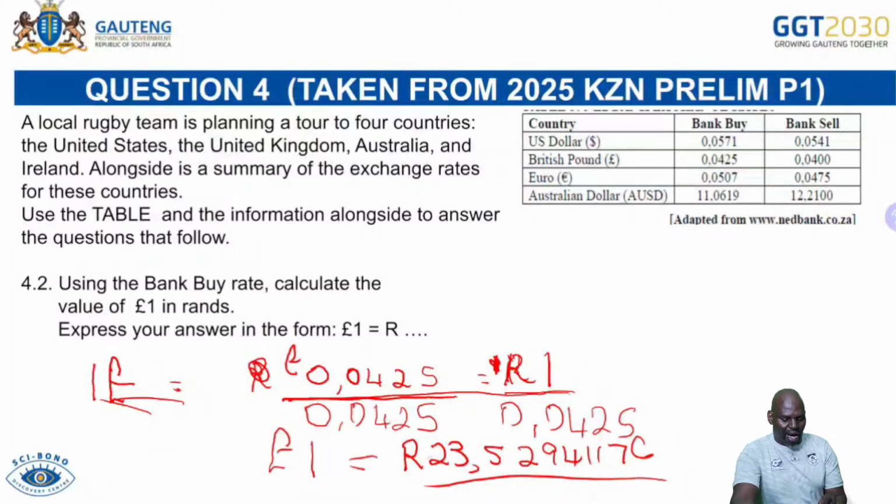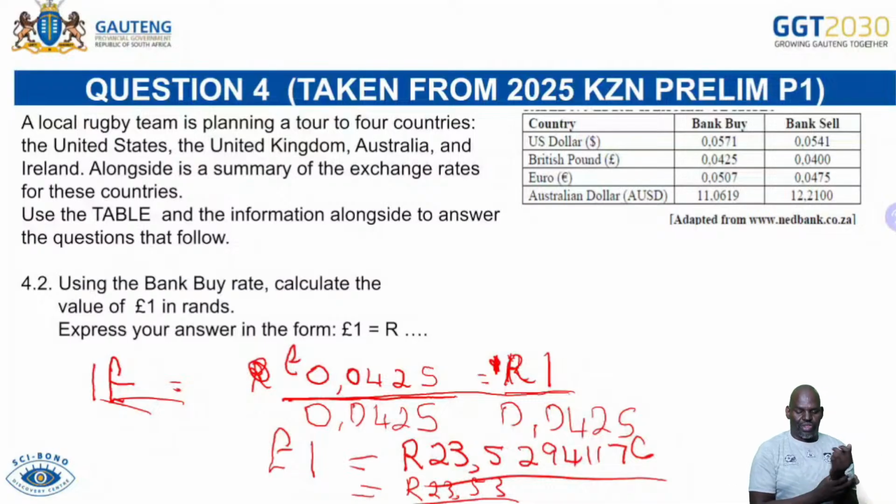Then in the end, I get 23,52941176. The examiner doesn't indicate the rounding. So if you want to round it off, you can round it off to 2 decimal places. So that will be 23,53, 23 rand and 53 cents. But the rounding does not matter in this case. Just make sure that you round off correctly.